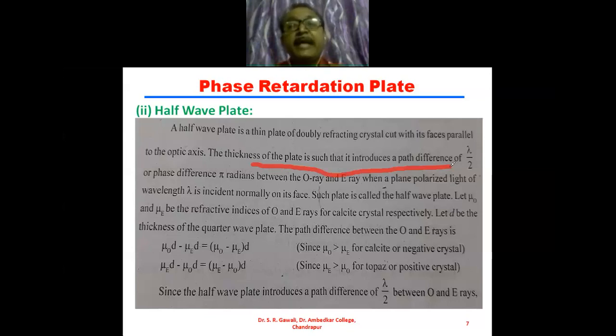Now we will derive an expression for the minimum thickness of the half wave plate. Let mu O and mu E be the refractive indices of the ordinary and extraordinary rays for the calcite crystal respectively. Let D be the thickness of the plate. The path difference between the ordinary ray and extraordinary ray is mu O D minus mu E D, equal to mu O minus mu E into D.